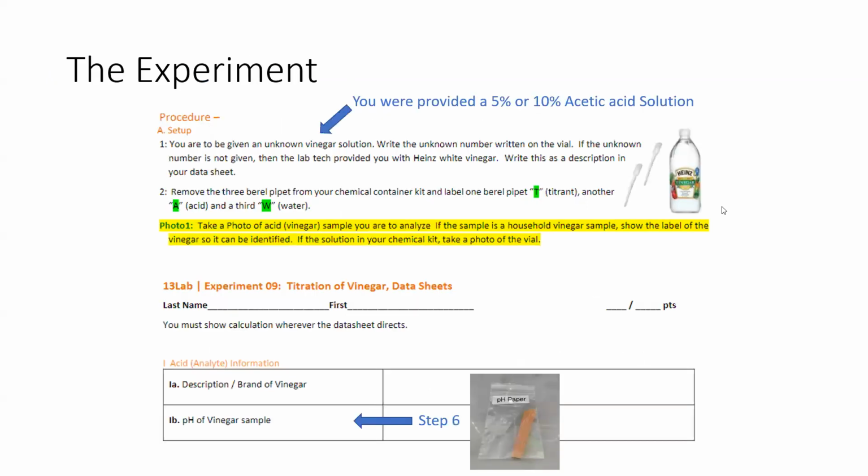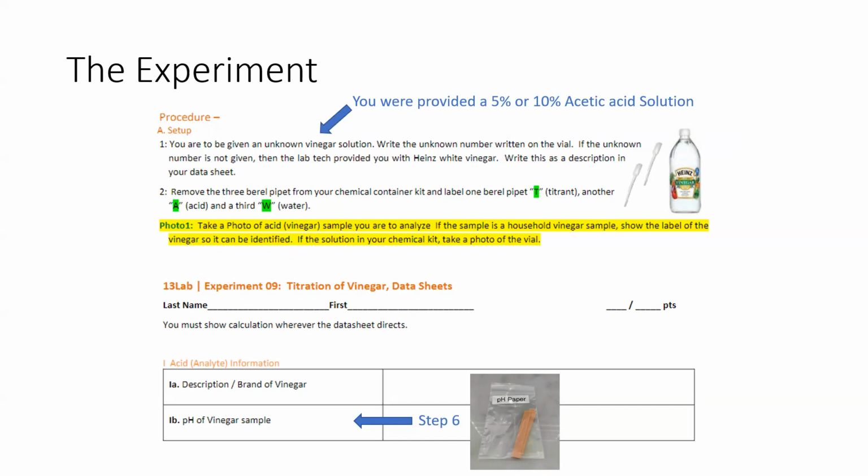All right, speaking of the experiment, let's go ahead and talk about the details of the experiment. So it talks about that you may be given an unknown vinegar solution where it's not told to you what the concentration of acetic acid is in the solution. But actually, you're not going to be given an unknown. You're going to be provided with a solution of known concentration. So you were either provided a 5% or a 10% acetic acid solution.